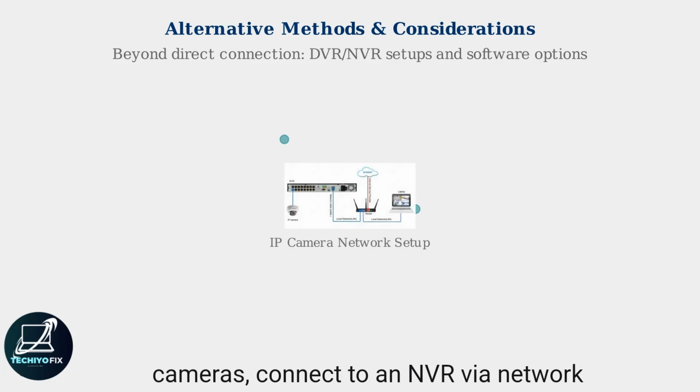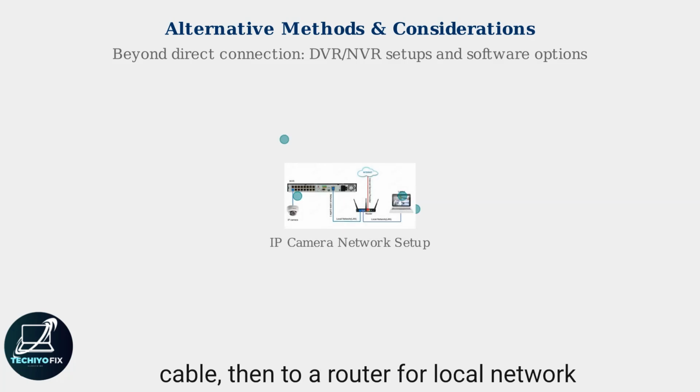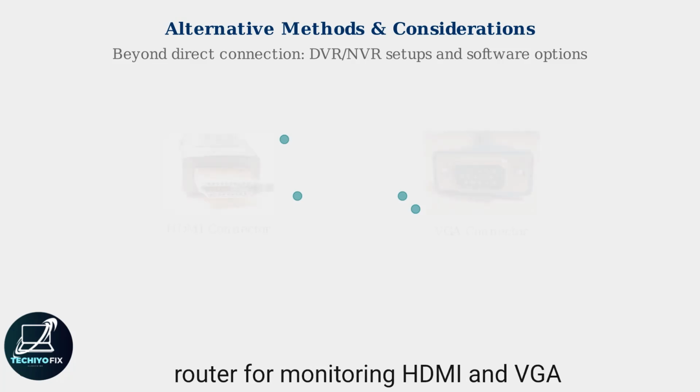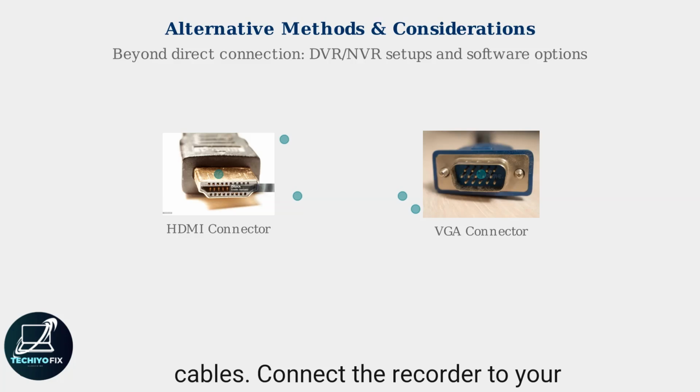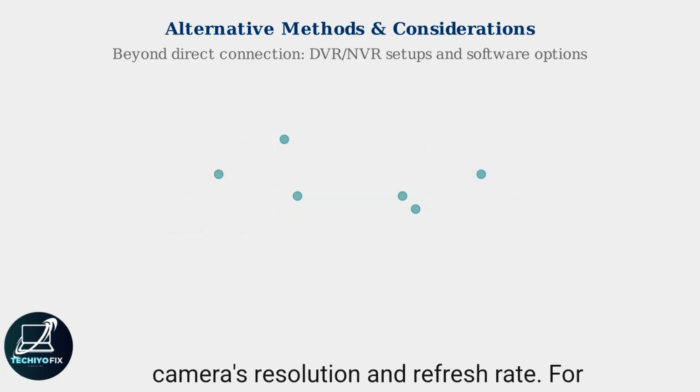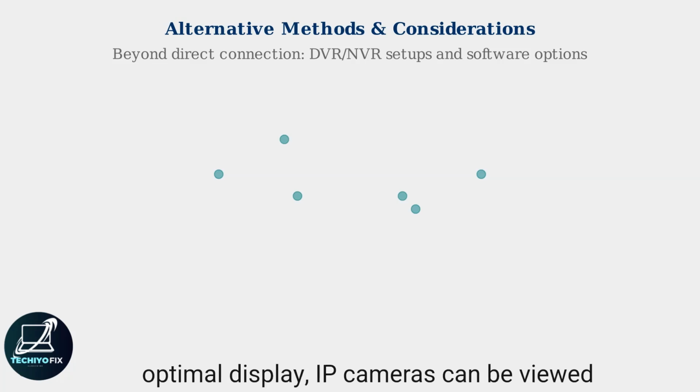For IP cameras, connect to an NVR via network cable, then to a router for local network access. A laptop can also connect to the router for monitoring. HDMI and VGA cables connect the recorder to your monitor. Ensure your monitor supports the camera's resolution and refresh rate for optimal display.